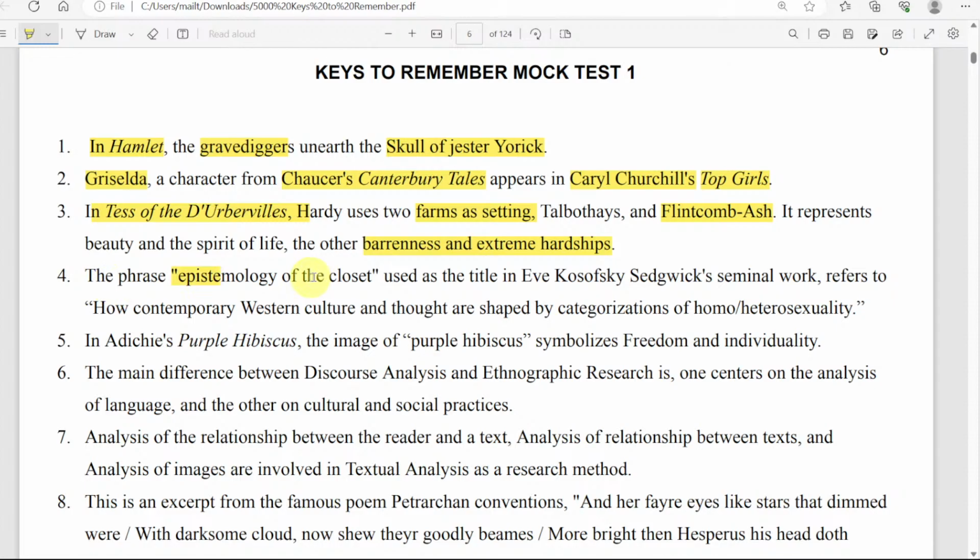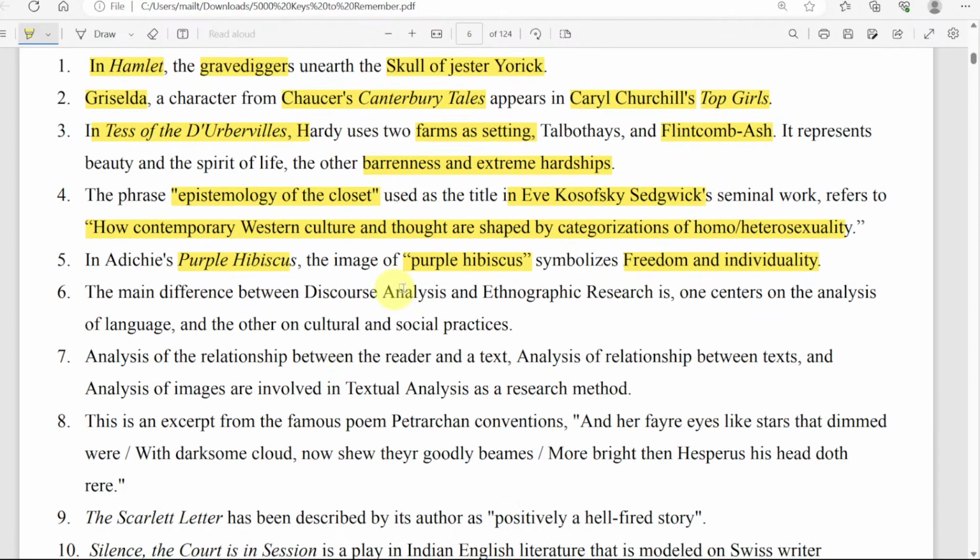And the phrase epistemology of the closet is the title of Eve Kosofsky Sedgwick's seminal work. What does it mean? How contemporary Western culture and thought are shaped by the categorization of homo- and heterosexuality, right? And in Adichie's Purple Hibiscus, the image of the purple hibiscus symbolizes what? Freedom and individuality, right? And the main difference between discourse analysis and ethnographic research is that discourse analysis is based on analysis of language, and ethnographic research is analysis of cultural and social practice. Analysis of the relationship between the reader and a text, analysis of relationship between texts, and analysis of images are involved in textual analysis as a research method.